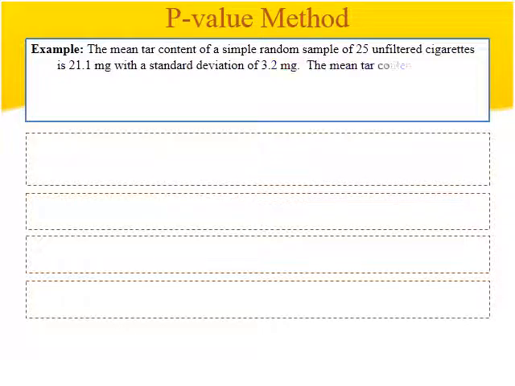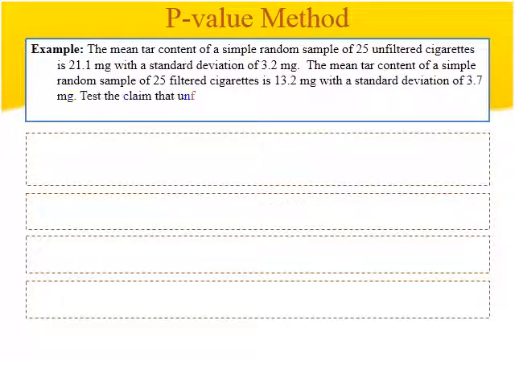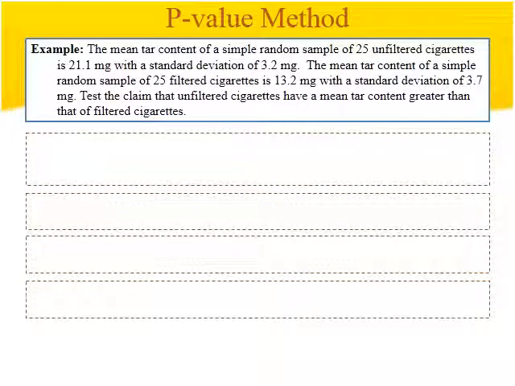The mean tar content of a simple random sample of 25 unfiltered cigarettes is 21.1 milligrams with a standard deviation of 3.2 milligrams. The mean tar content of a simple random sample of 25 filtered cigarettes is 13.2 milligrams with a standard deviation of 3.7 milligrams. Test the claim that unfiltered cigarettes have a mean tar content greater than that of filtered cigarettes.